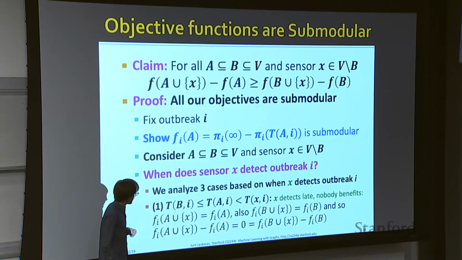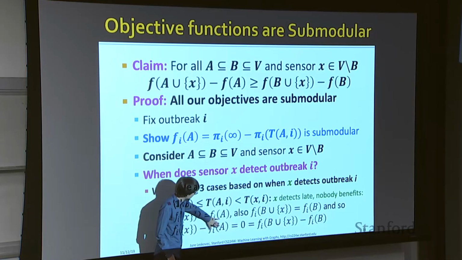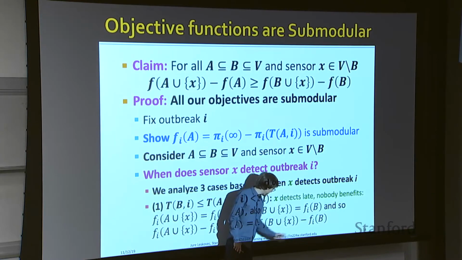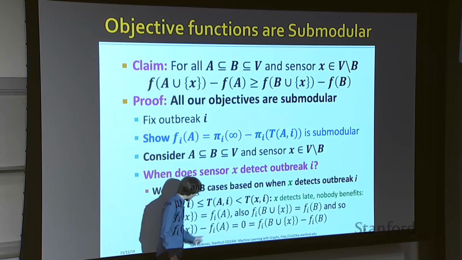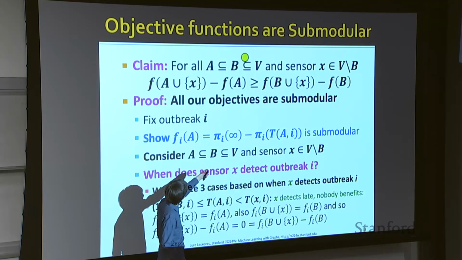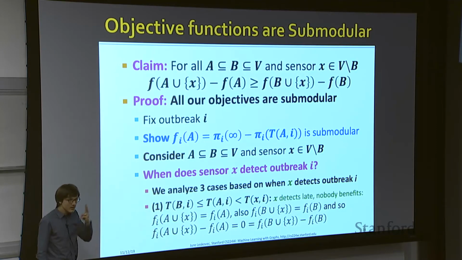So what does it mean? This means that f of A union X minus f of A is 0, and f of B union X minus f of B is also 0. So I get zeros on both ends, so my inequality is satisfied, right? So first case solved. We have two more.